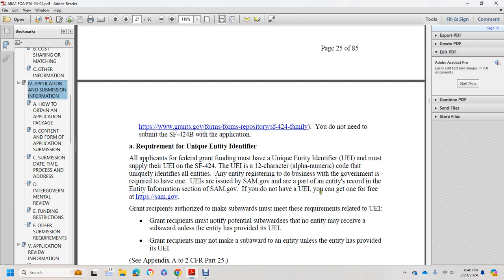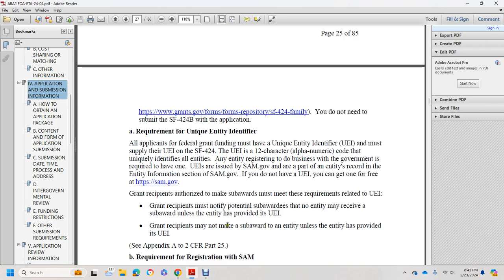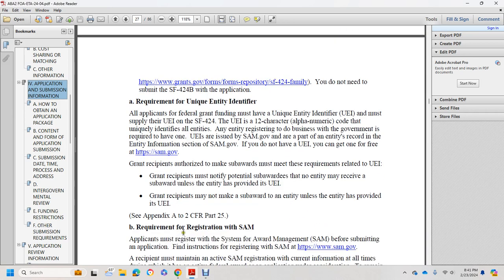If you don't have a unique identifier, you can get one free at SAM.gov. Grant recipients authorized to make sub-awards must meet the requirements related to the unique entity identifier. Grant recipients must notify potential sub-recipients of this. No entity may receive a sub-award unless the entity has provided a unique entity identifier, and grant recipients may not make a sub-award to an entity unless it has provided the unique entity identifier.